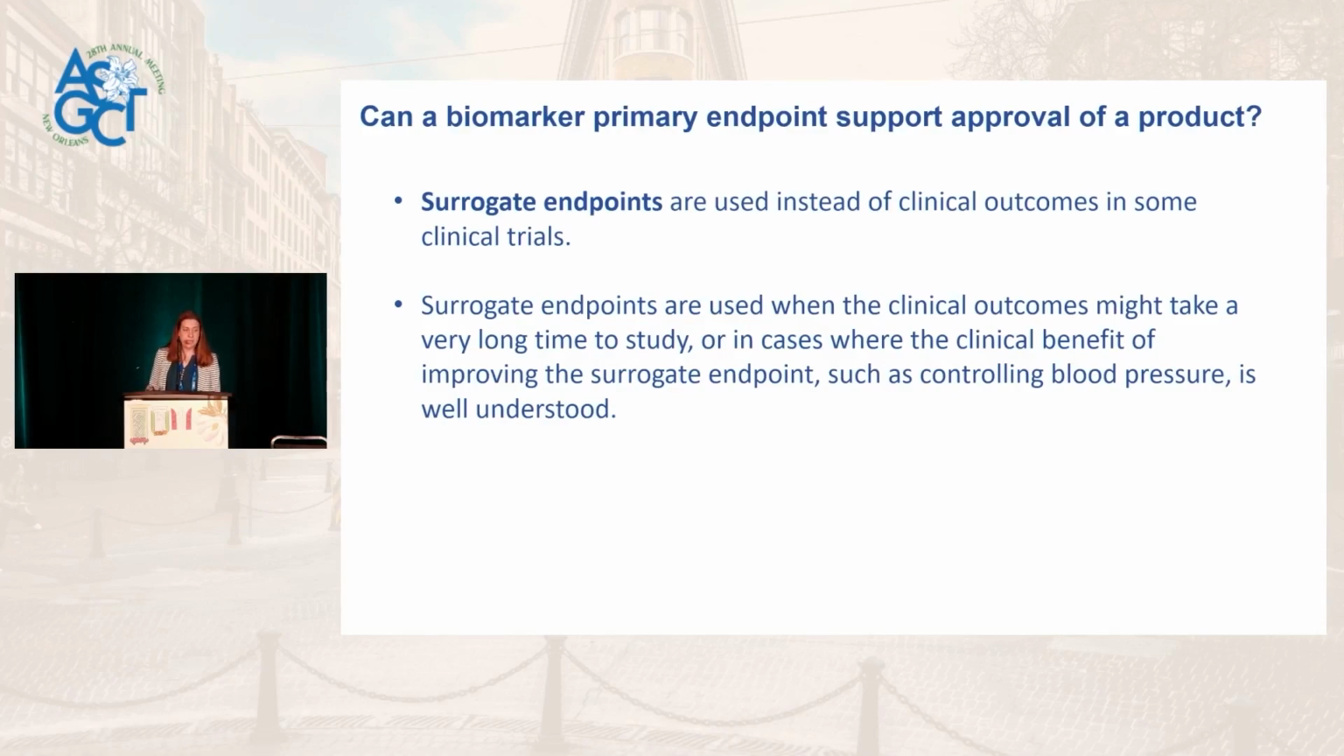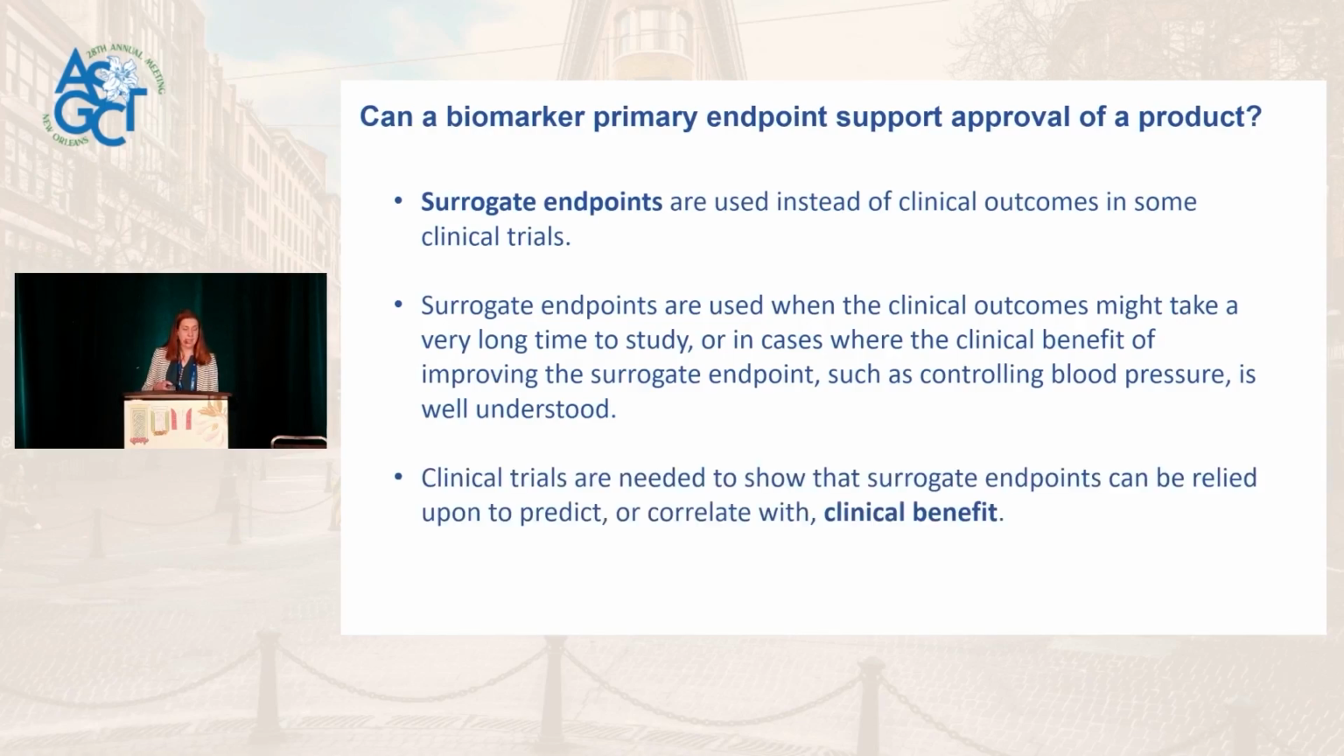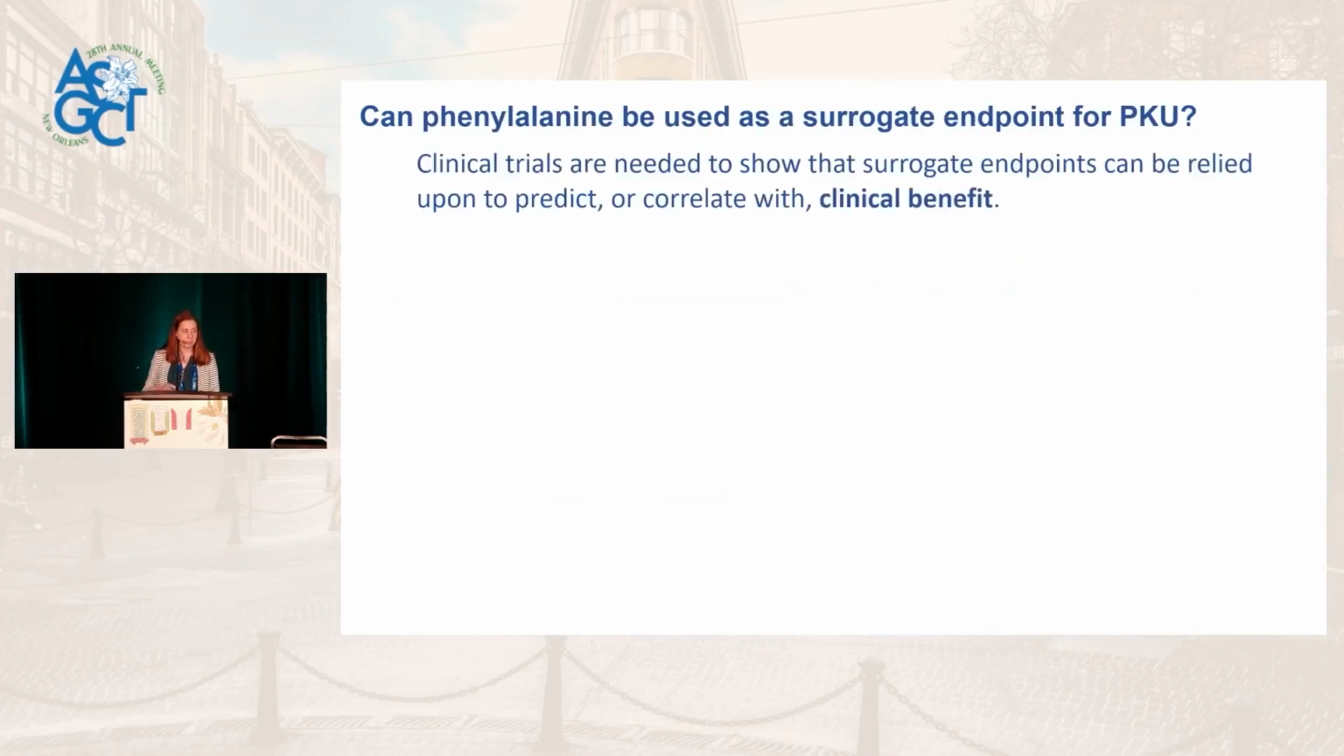Or they can be used in cases where the clinical benefit of improving the surrogate endpoints, such as controlling blood pressure, is well understood. And finally, and I want to highlight this point, you need some sort of clinical trials or clinical data to show that the surrogate endpoints can be relied upon to predict or correlate with a clinical benefit, right? You want to make sure your biomarker is measuring something that's actually beneficial to a patient. And that can be the tricky point sometimes.